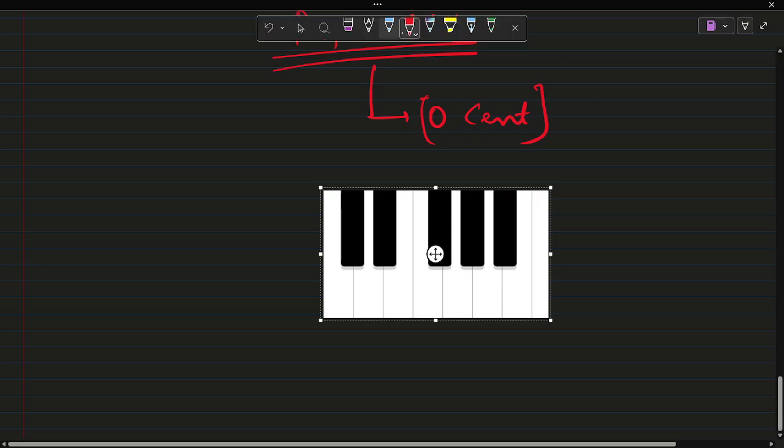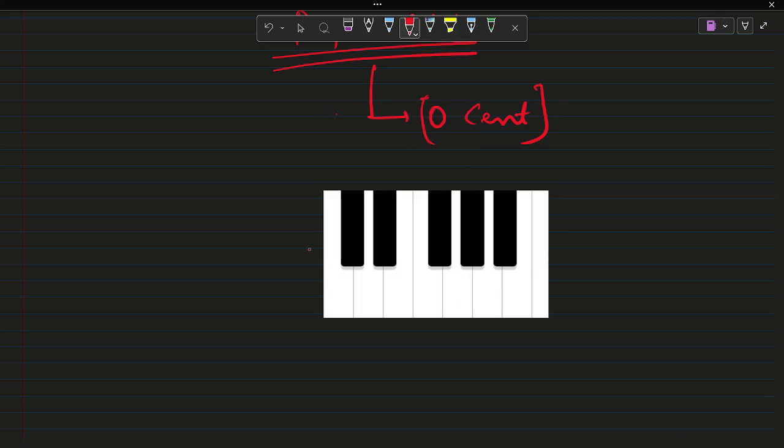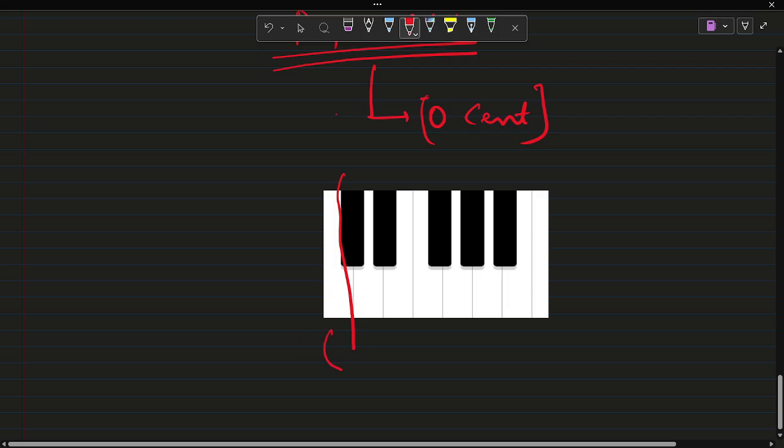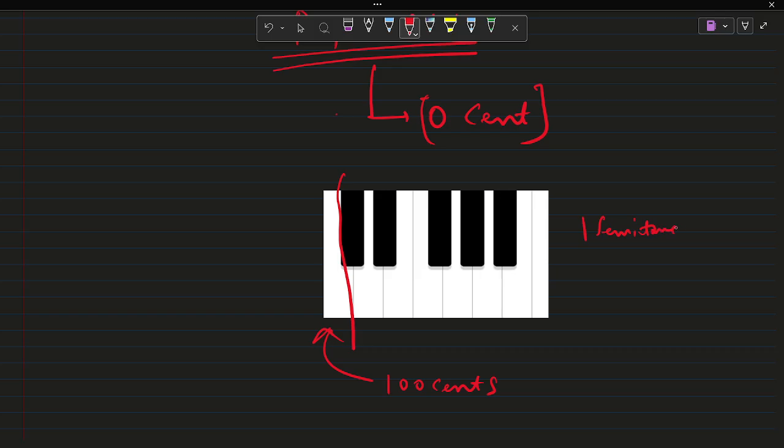Here, in the 12 tone equal temperament system, each semitone is actually divided into 100 cents. That is, we can define that one semitone interval equals 100 cents. That is, the distance between any two adjacent notes within an octave is 100 cents. Okay.